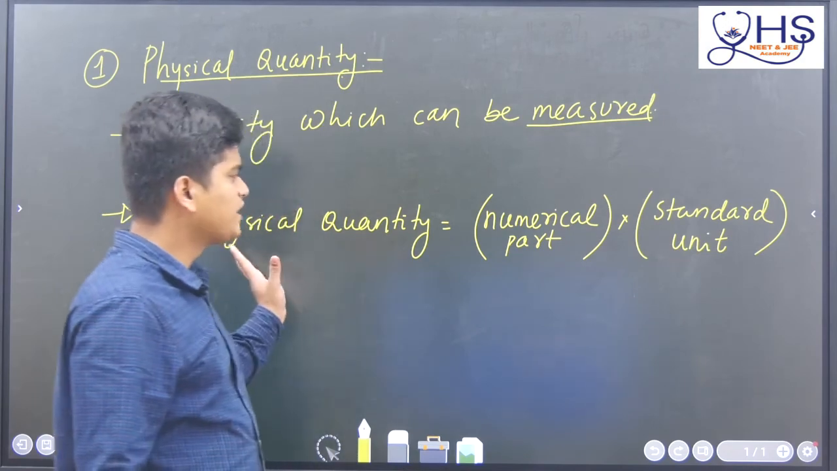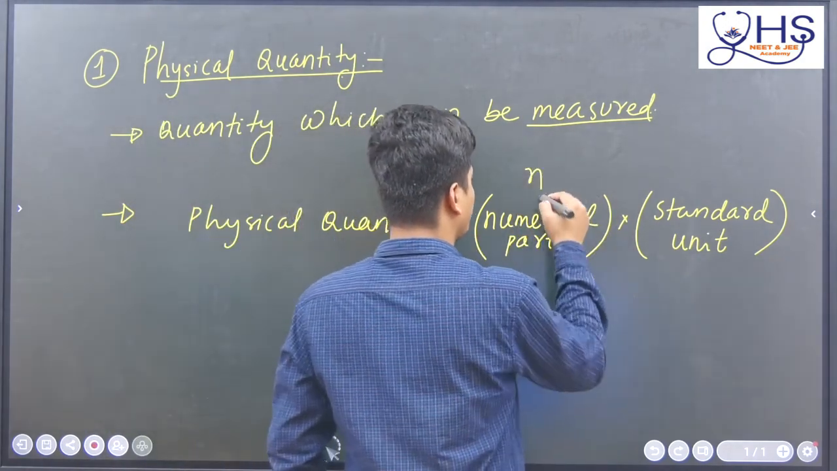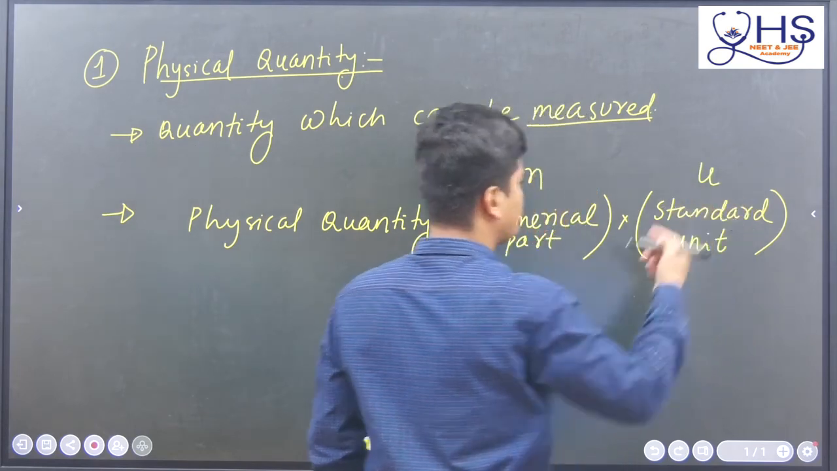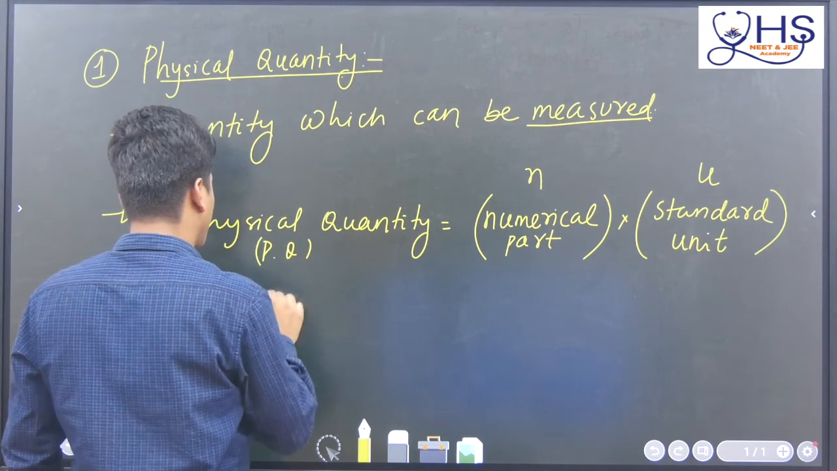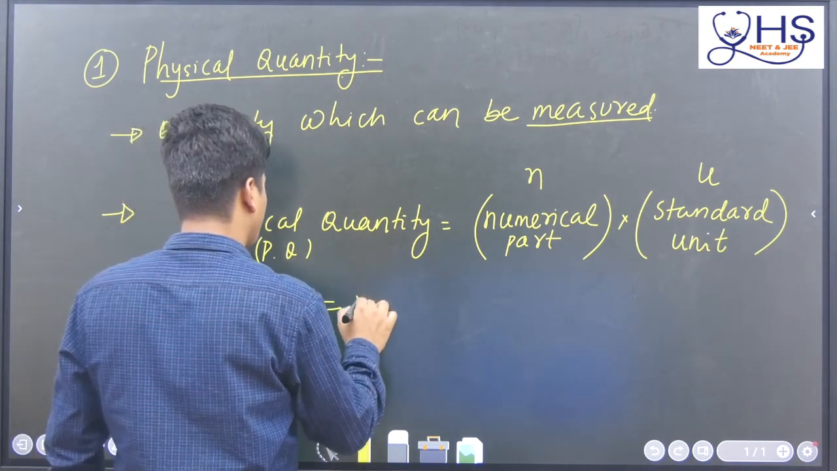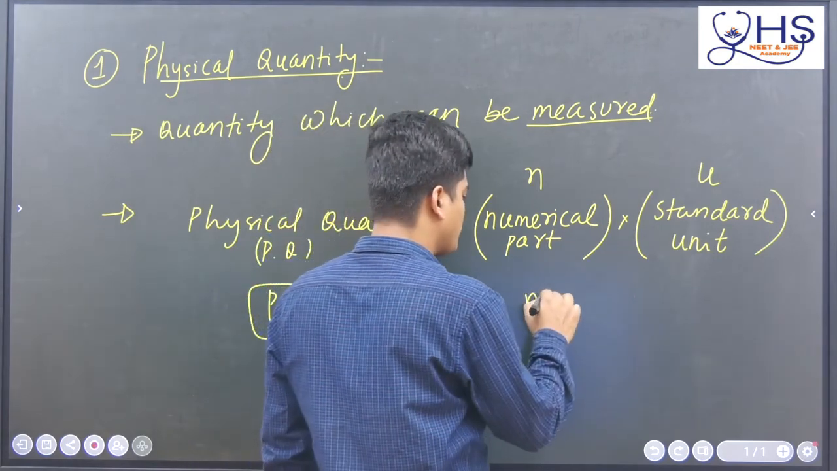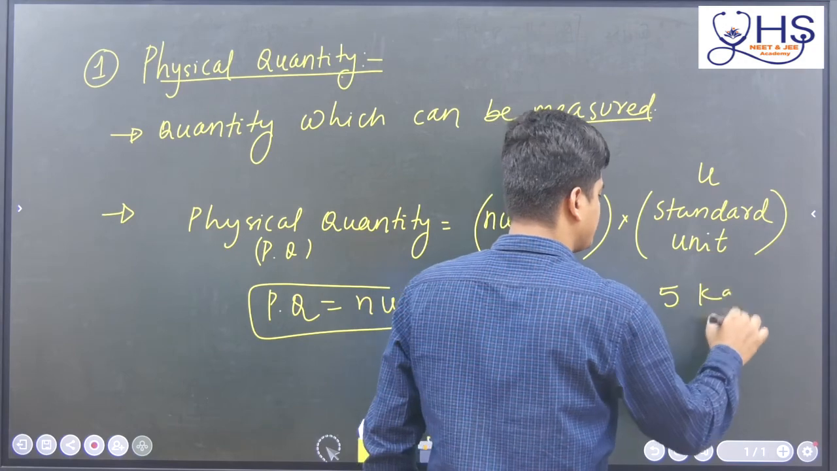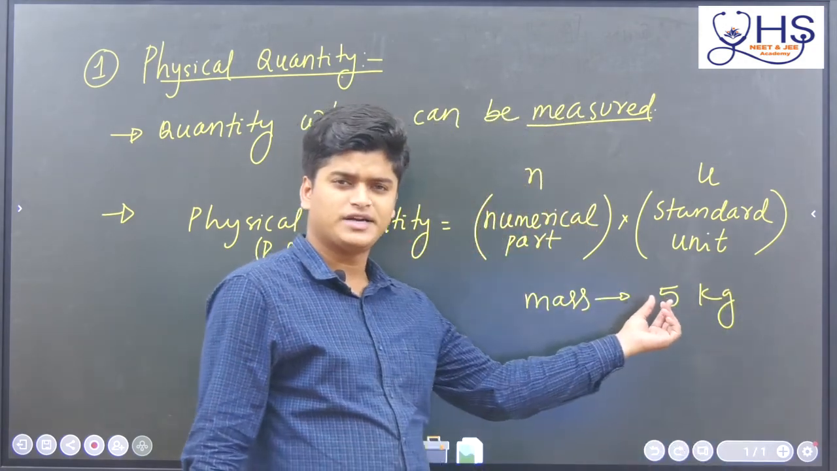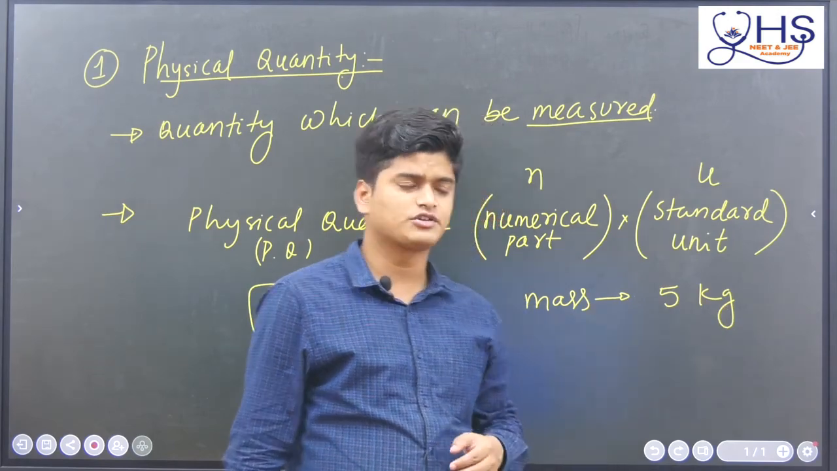So to express one physical quantity we need some numerical value and some standard unit. This numerical value I can give the symbol n, and the unit I can call u. Then the physical quantity will be nothing but n times u. Now suppose mass is a physical quantity. If I write 5 kg, then this 5 is the numerical part and kg is the unit part, and it is the SI unit. We will be discussing units also here.